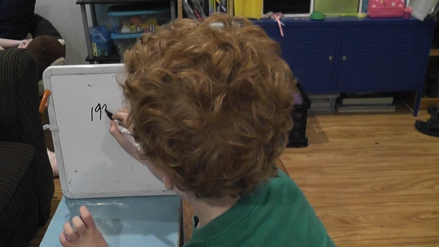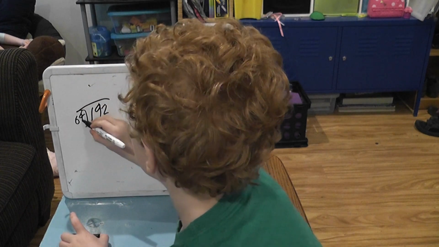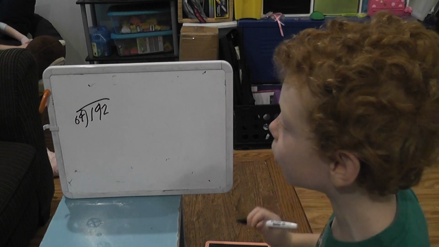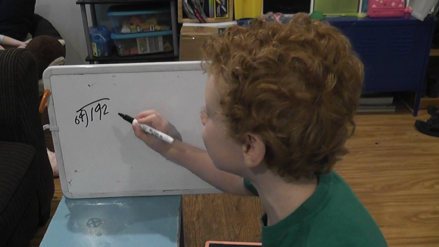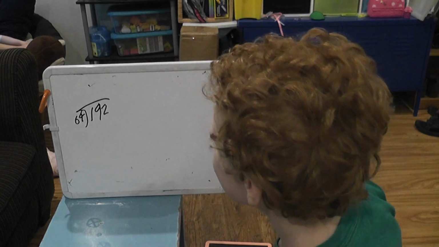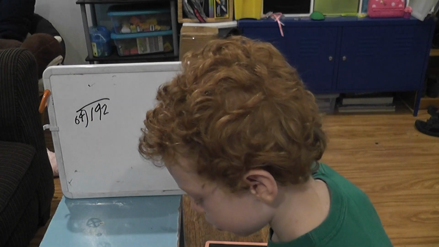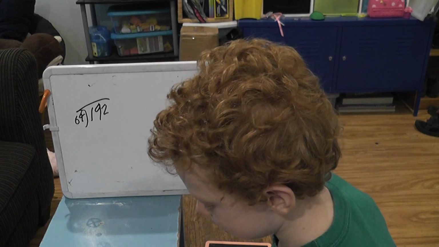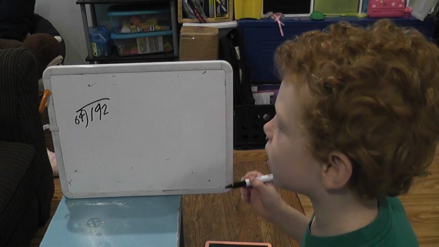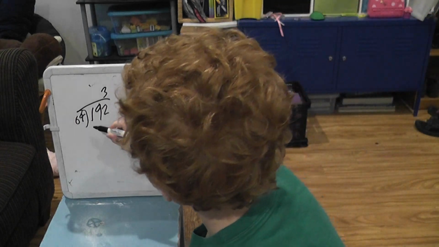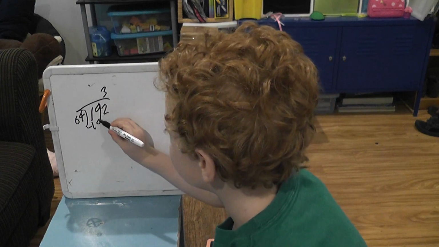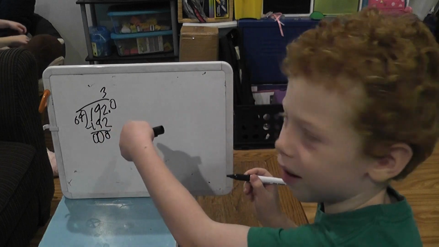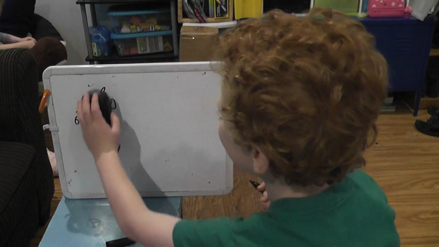192 divided by 64. Well, how many times will 64 go into 1? None. How many times will 64 go into 19? None. So we have to group the whole number together. And 2 64s is 128, and 3 64s would equal 192. And we've gotten 0 already. And there would probably be a 0 in the tenths place.